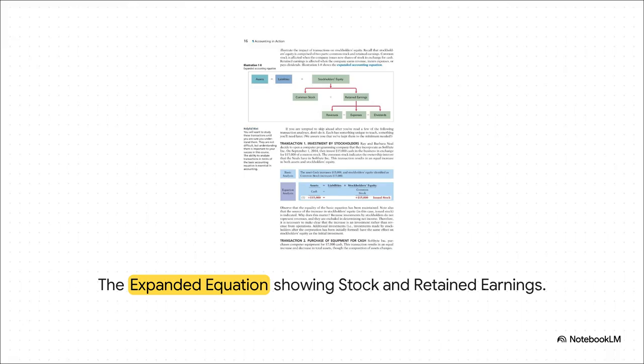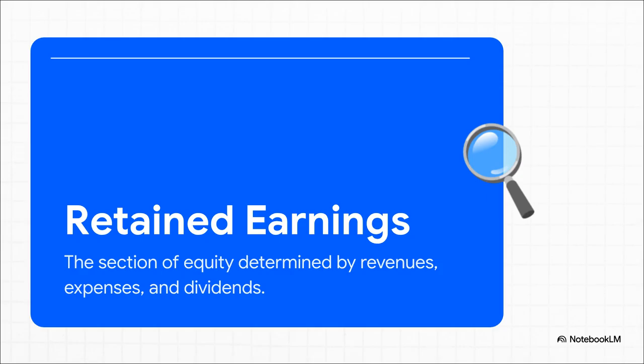Notice the mechanics here. Common stock and revenues pull the equity side upward, fueling that business growth. But expenses and dividends actively drain it. You can see those negative signs. When you're analyzing transactions on your board exams, you need to be able to close your eyes and vividly visualize this exact tree structure.